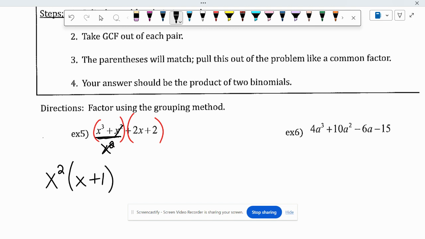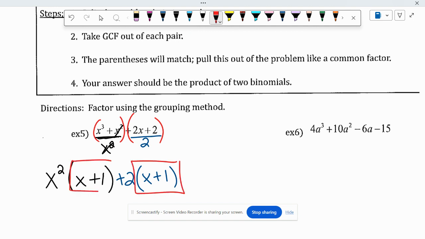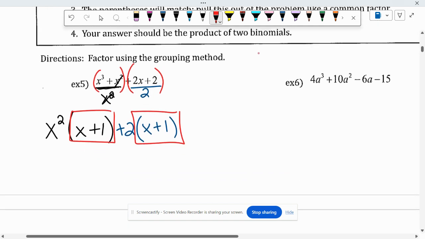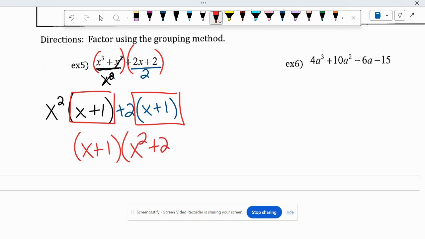So now when I look at my second set of parentheses, I want to find the greatest common factor in that grouping. I see that both of these are divisible by 2. So when I take out that positive 2, what I'm looking for is a repeated factor. 2x divided by 2 is x. 2 divided by 2 is a positive 1. We call this the copycat, right? I'm looking for a copycat. So I have a repeated factor, x plus 1. That comes out first, x plus 1. And then what I have left is x squared plus 2.